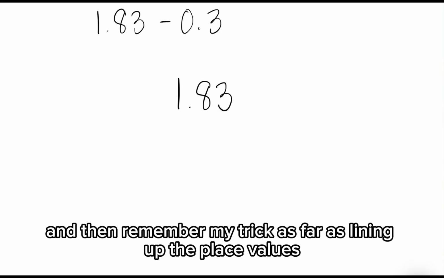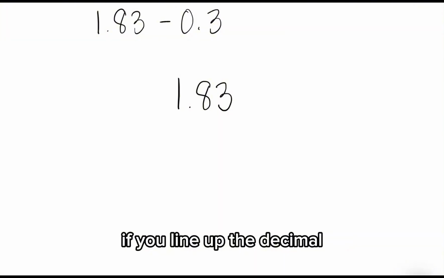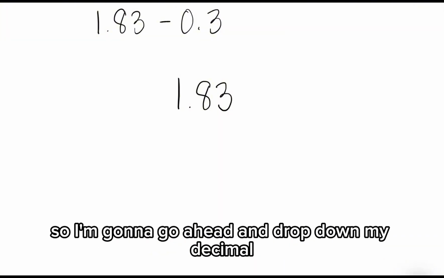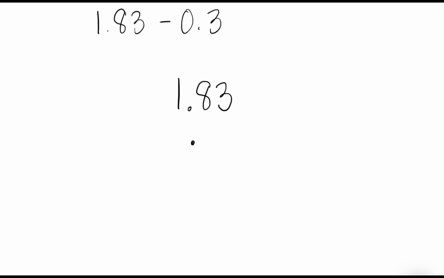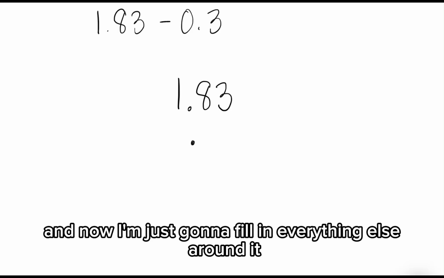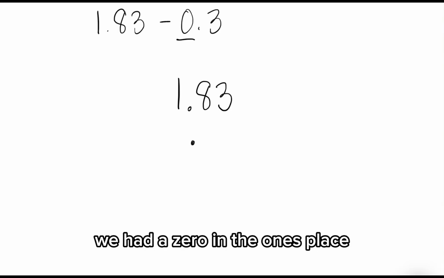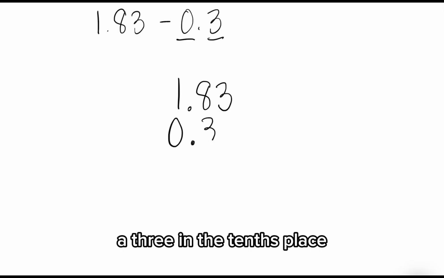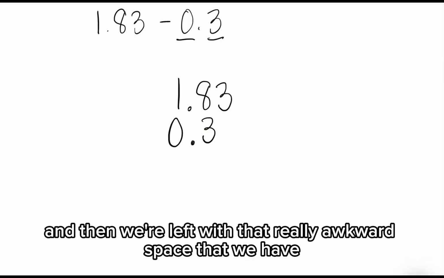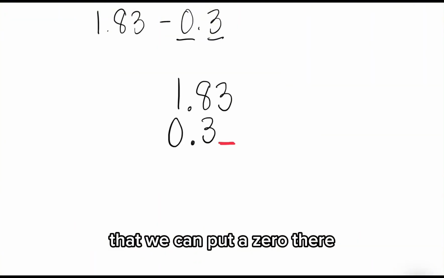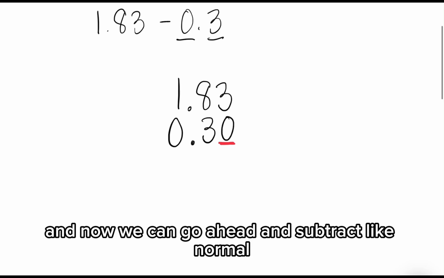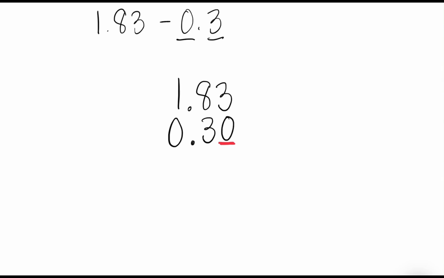And then remember my trick as far as lining up the place values. If you line up the decimal, everything else will be lined up. So I'm going to go ahead and drop down my decimal right under the one I had above it. And now I'm just going to fill in everything else around it. We had a 0 in the ones place, a 3 in the tenths place, and then we're left with that really awkward space that we have. I'm hoping you guys remember that nugget of information, that we can put a 0 there. And now we can go ahead and subtract like normal.